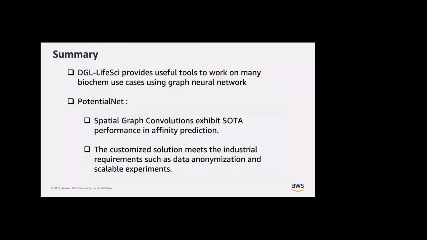Okay, so this is the last slide from me. In summary, DGL LifeSci provides useful tools to work on many biochemistry use cases using graph neural networks. Spatial graph convolutions exhibit good performance in affinity prediction. And the customized solution meets the industry requirements such as data anonymization, as well as scalable experiments.